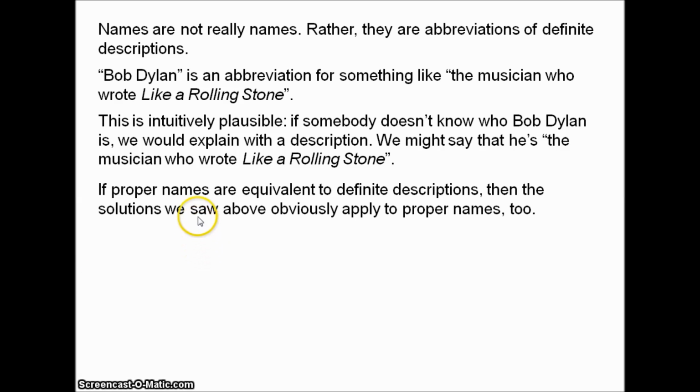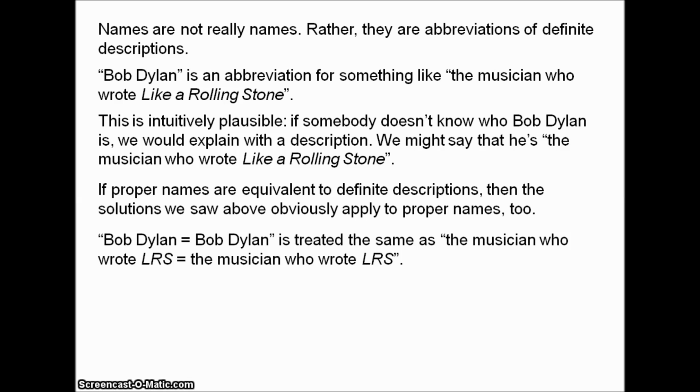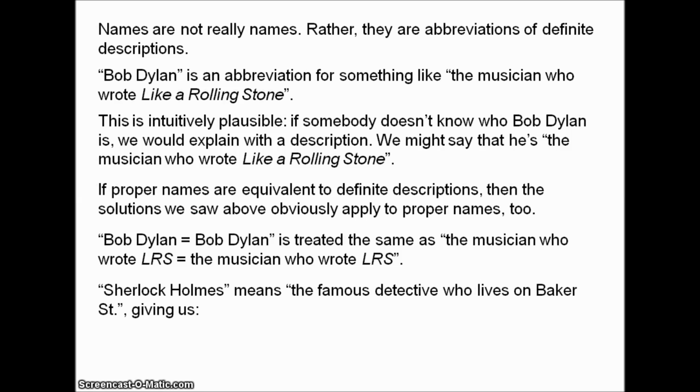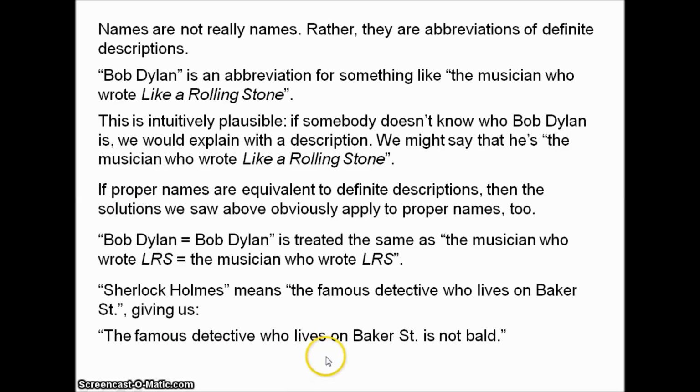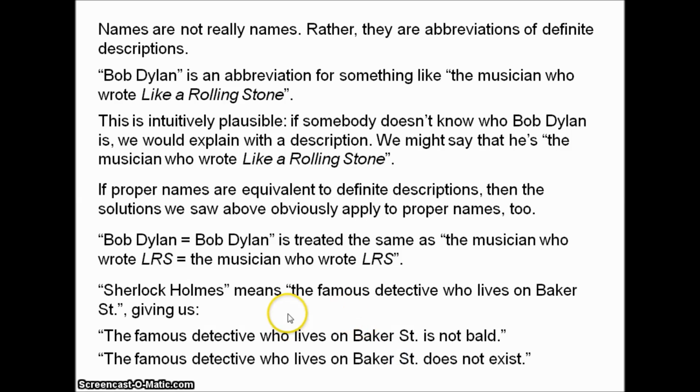Now, if names are equivalent to definite descriptions, then the solutions we saw above obviously apply to proper names too. So Bob Dylan equals Bob Dylan is treated just the same as the musician who wrote Like a Rolling Stone equals the musician who wrote Like a Rolling Stone. Sherlock Holmes means something like the famous detective who lives on Baker Street, which would give us: the famous detective who lives on Baker Street is not bald; the famous detective who lives on Baker Street does not exist. Obviously, these can receive the same treatment as the propositions about the present King of France.